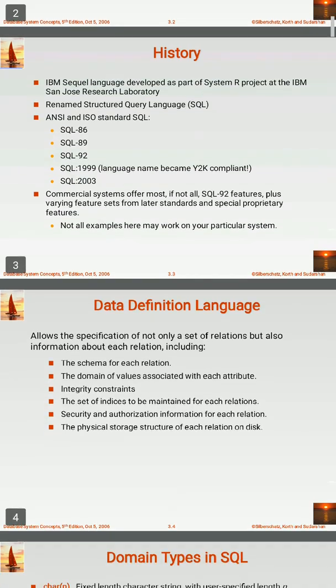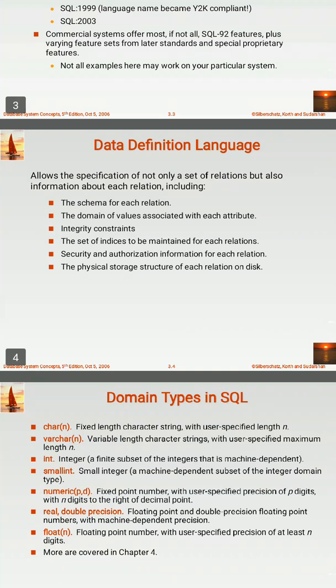Now we'll see what is DDL, the data definition language. It allows the specification not only of a set of relations but also information about each relation, including the schema for each relation, the domain of values associated with each attribute, integrity constraints, the set of indices to be maintained for each relation, security and authorization information for each relation, and the physical storage structure of each relation on disk.